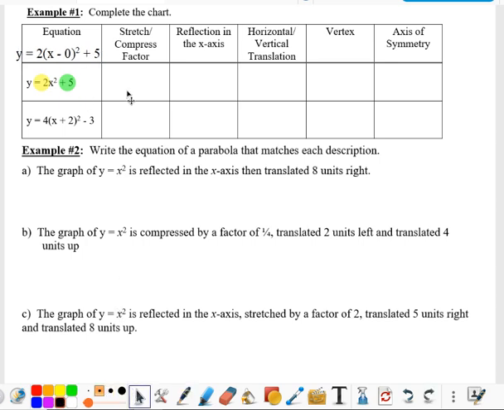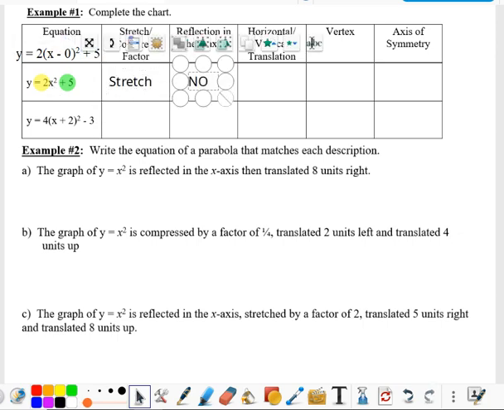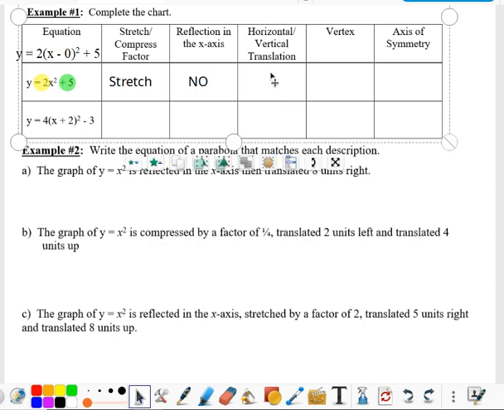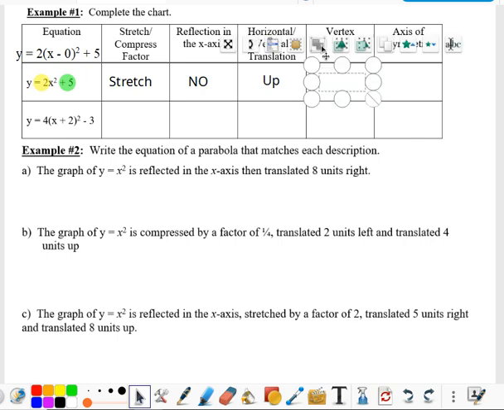So first, the a value, which means there's some sort of stretch happening. Is there a reflection? No, there's absolutely not a reflection. Is there a horizontal or vertical translation? Well, if you look, h is 0, so there's no horizontal, and k is positive 5, which means going up 5. In that case, the vertex would be (0, positive 5).